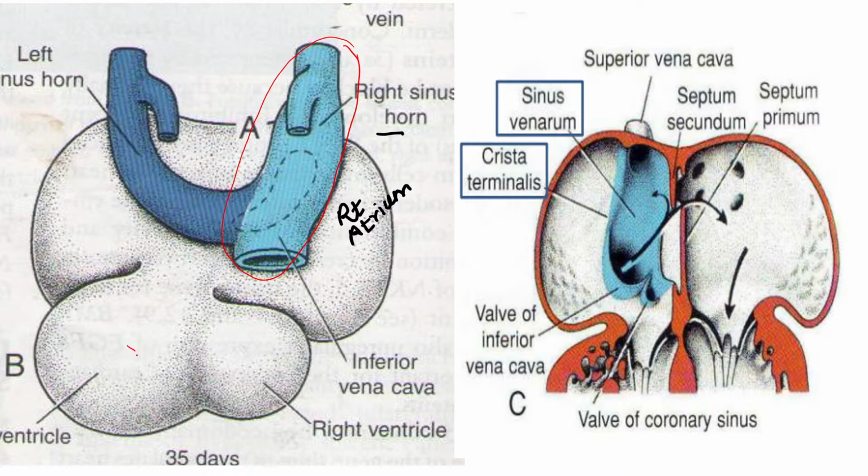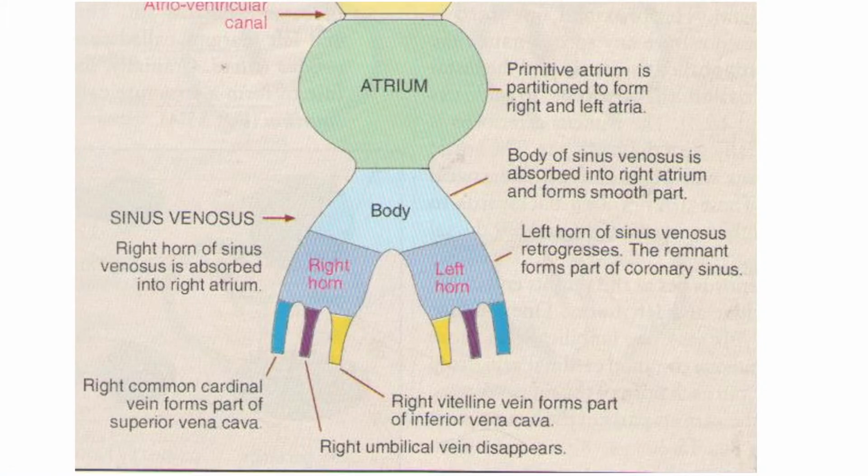In this diagram we are looking at the heart from the posterior side, and here is the rough common atrial chamber, and this right horn of the sinus venosus, we can see, is the posterior most part, and since all the major veins open into this right horn, it will form the posterior smooth part of the right atrium. So, now we are clear about the derivatives of the common atrial chamber and the right horn of the sinus venosus. Now, this left horn which has degenerated will later on become a part of the coronary sinus.